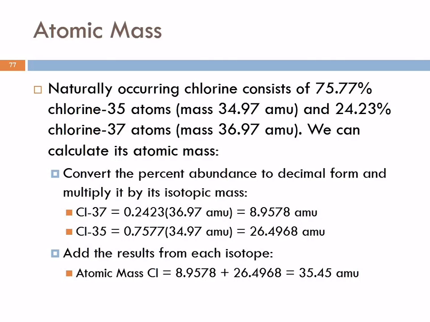Now, it's an average. There is no chlorine atom that weighs 35.45 atomic mass units. It's like if you had 10-pound bowling balls and 8-pound bowling balls, and you average them, you might find that the average was 9.5 pounds. But no single bowling ball weighs that. That's the average. But since we don't often deal with individual atoms, we don't care. We are interested in the average mass.